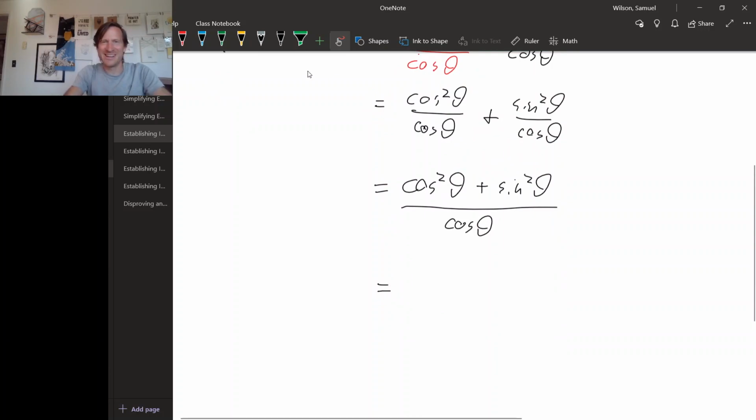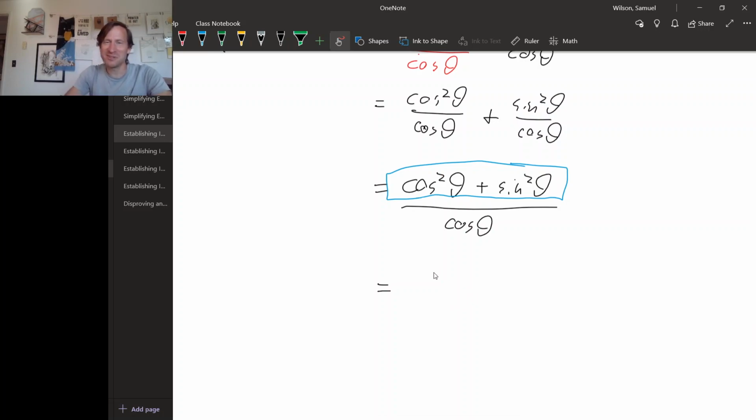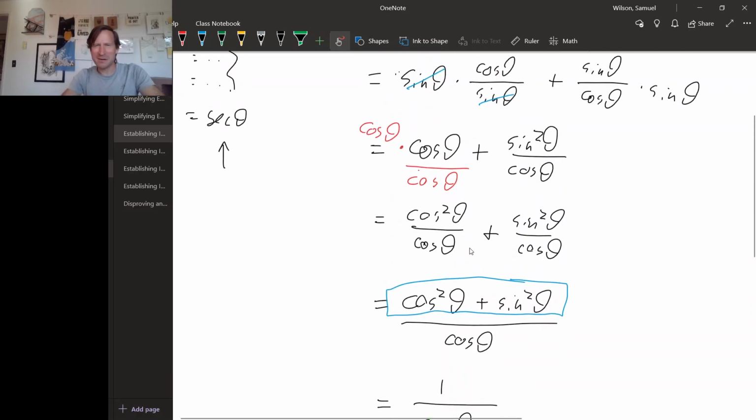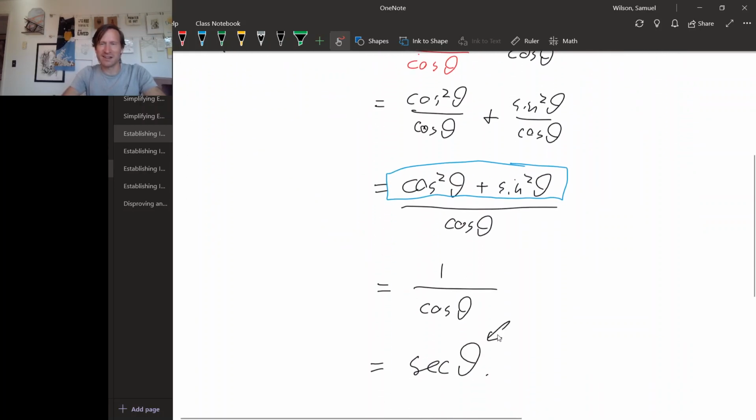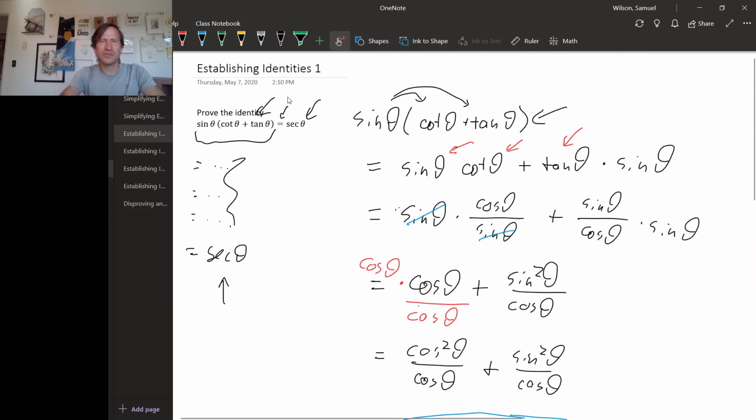But look, anytime you see trig functions that are squared, you should wonder if you can use a Pythagorean identity. And yes, cosine squared plus sine squared theta, that's 1. So 1 over cosine theta. But 1 over cosine theta, that's secant theta. So if we look way back up at where we started with the left-hand side of this identity, we ended up with just secant theta, which is the right-hand side of this identity. So this proves that this identity is a genuine identity. It really is an identity.